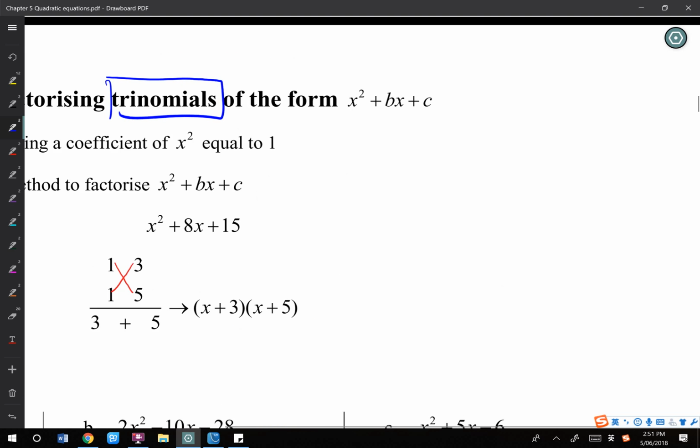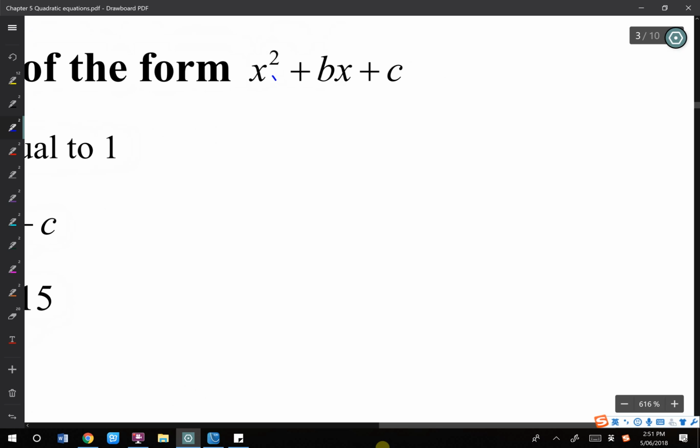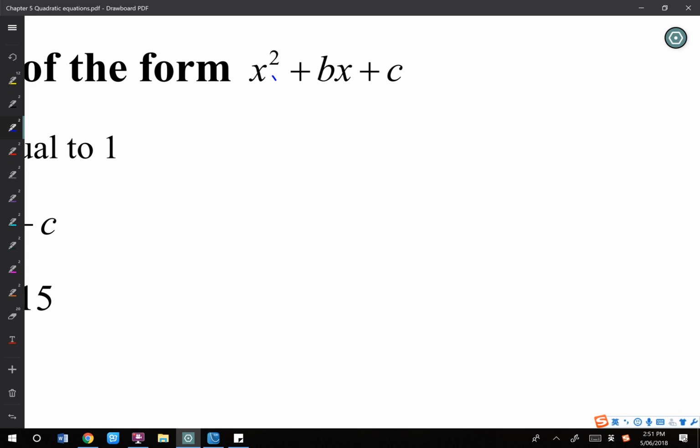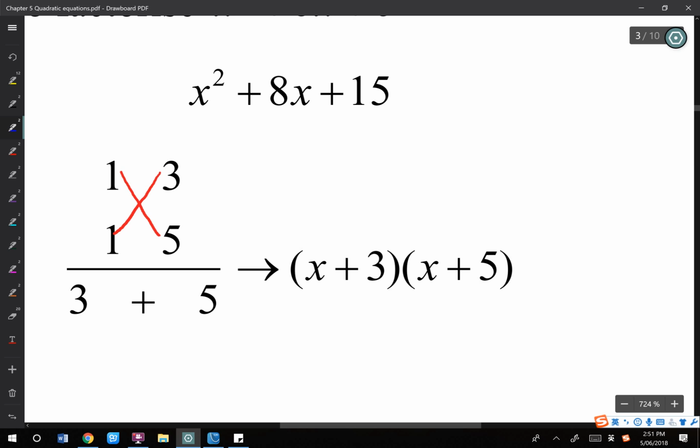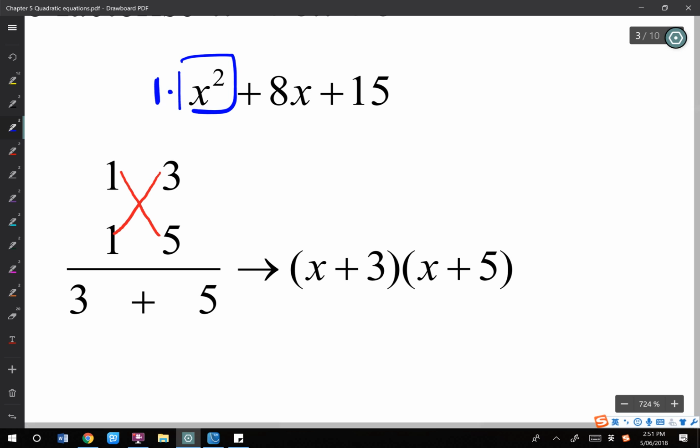The first one is easy. What we're thinking about is x squared plus bx plus c. So we have a single x squared and then some x, some c. How can we factorize that? What's the method we use? See an example: x squared plus 8x plus 15. We have x squared in the front, so the coefficient is 1. This method is called cross multiplication.